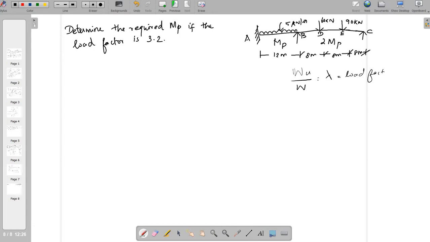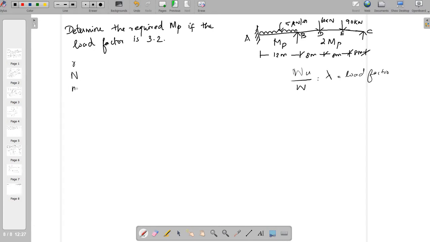So if the working load is given, we can find the moment of resistance on the safer side by multiplying the working load with the load factor. So in this problem also we are going to multiply all loads with the load factor. And also we have to decide how many mechanisms are needed. The number of mechanisms is calculated from the redundancy and the number of possible hinges.